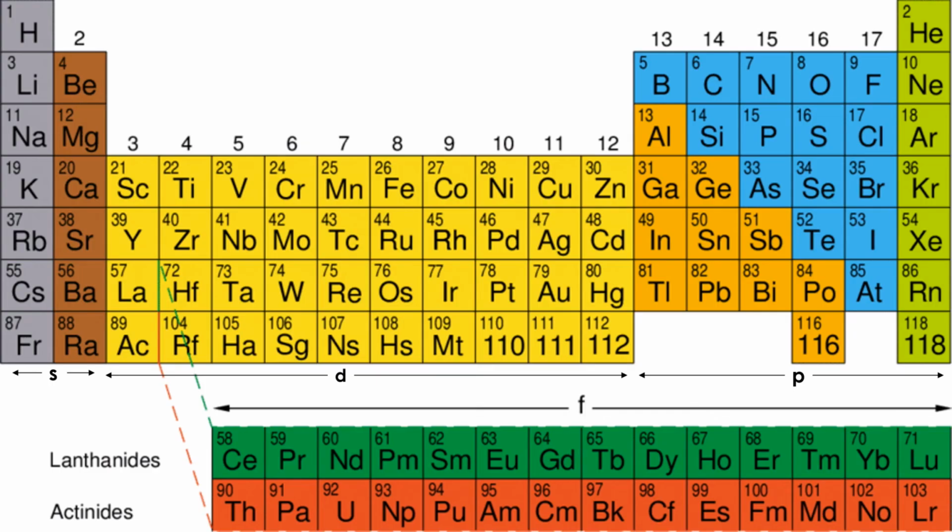The elements present in groups 1 and 2 on the left side are called s-block elements, and the elements present in groups 13 to 18 on the right side of the periodic table are called p-block elements. The elements present in groups 3 to 12 are called d-block elements, and the elements from lanthanides and actinides are called f-block elements, which are also called the inner transition elements.